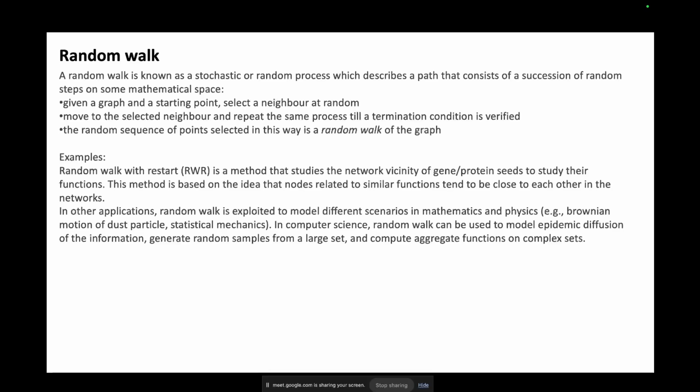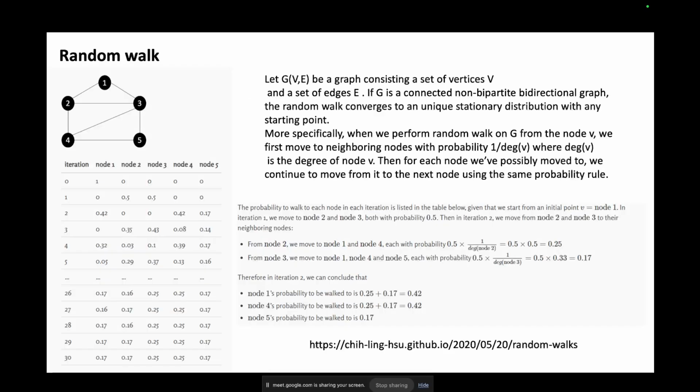This method is based on the idea that nodes related to similar functions tend to be close to each other in the networks. And in other applications, random walk is exploited to model different scenarios in mathematics and physics, for example, Brownian motion, statistical mechanics. In computer science, random walk is used to model epidemic diffusion of information, generate random samples from a large set, compute aggregate functions on complex sets. I'll give you another example after the next slide. I think that will be more relevant for our case.